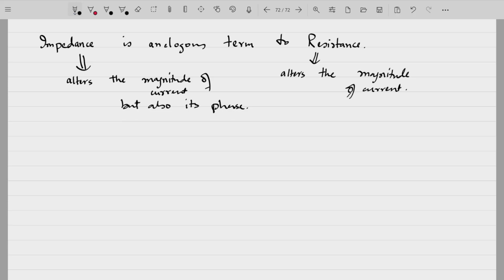Now here the current will actually be a phasor quantity. It will have both magnitude as well as direction. Direction is denoted in the complex plane by the phase that it makes with the real axis. So impedance alters both the magnitude as well as the phase of this current. We have done one numerical also on this.